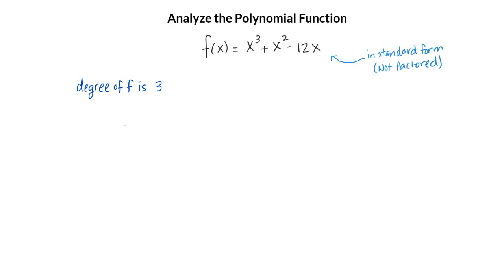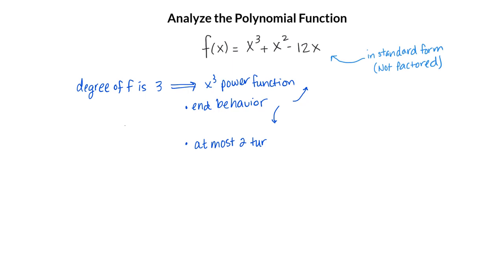Since the degree of the function is 3, we know that its end behavior is going to resemble the power function x cubed. The end behavior of this polynomial will extend to positive infinity to the right and negative infinity to the left. And since the degree is 3, there can be at most 2 turning points on the graph.